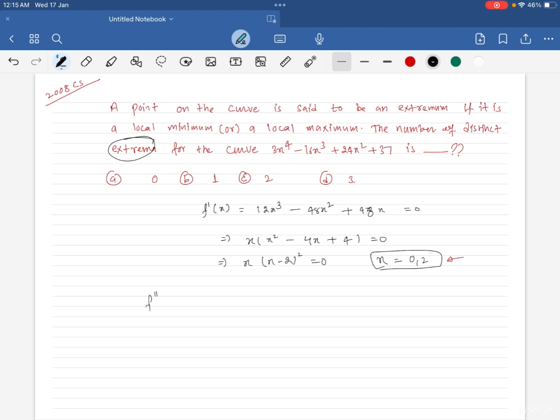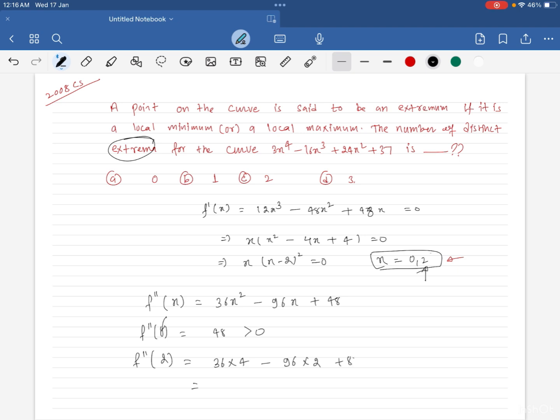So double derivative of this function f is going to be 36x square, right, minus 96x plus 48. Now we can put f double dash 0, so that will give you 48, that is greater than 0, so 0 is point of minima. We can put 2 at this point, so we will have 36 into 4 minus 96 into 2 plus 48.